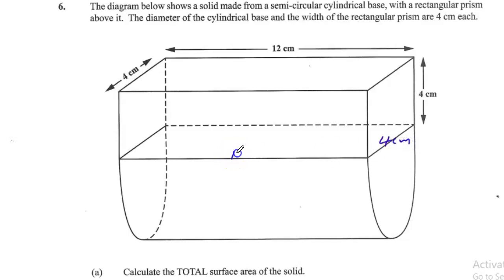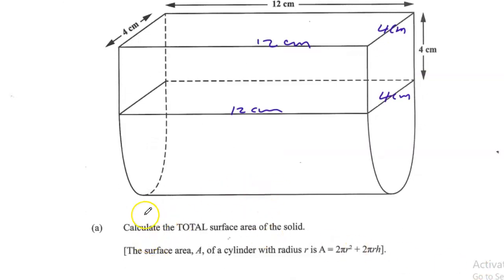So 12 centimeters. Right? This is 12. And this is also 4. So let's calculate the total surface area now. So the total surface area, so I'm going to put area equal to, so let's calculate surface area piece by piece now.